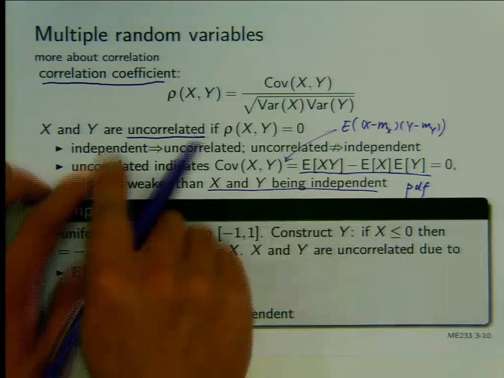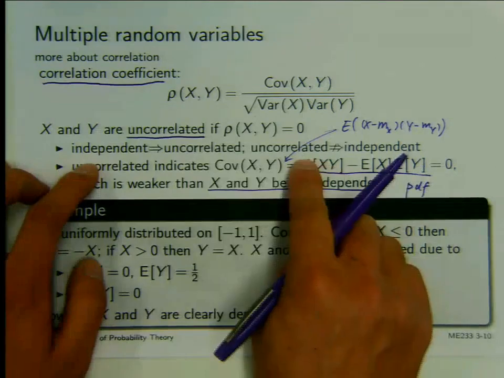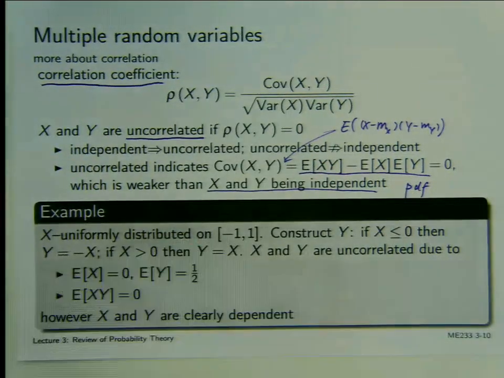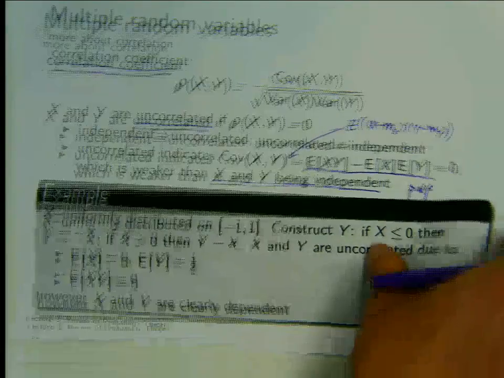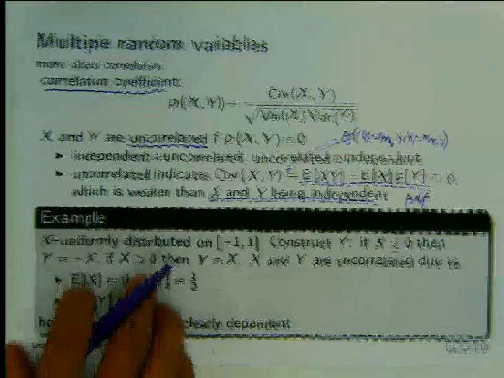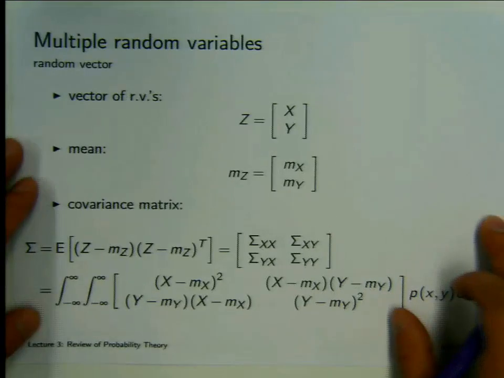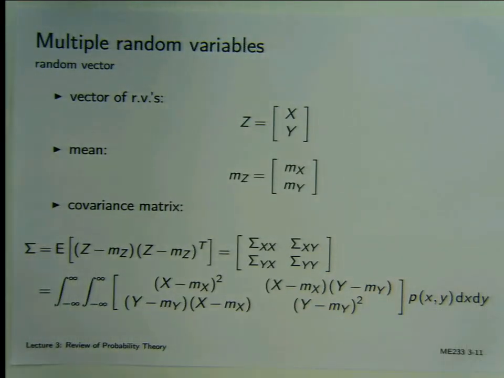Okay? So independent implies uncorrelated, but uncorrelated doesn't mean independent. I have one example here, which you can take a look at. When you read it, you see it intuitively makes sense. But if someone asks you to construct one example like that, it's very difficult.